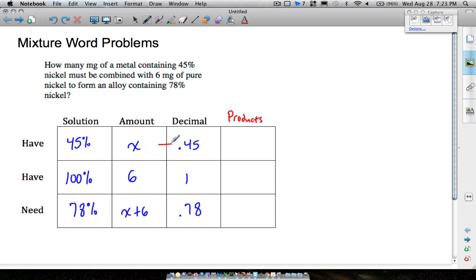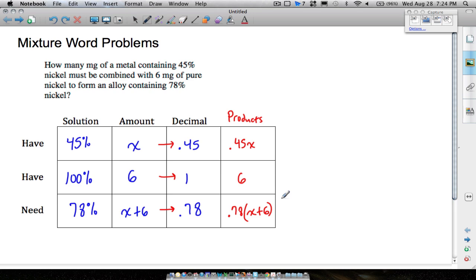For your products, you want to multiply these 2 terms together. x times 0.45 is 0.45x. 1 times 6 is 6. And then when you multiply this times this, it's 1 term times 2 terms, so we need to set this up like a distributive property: 0.78 times both of these terms, so x plus 6.